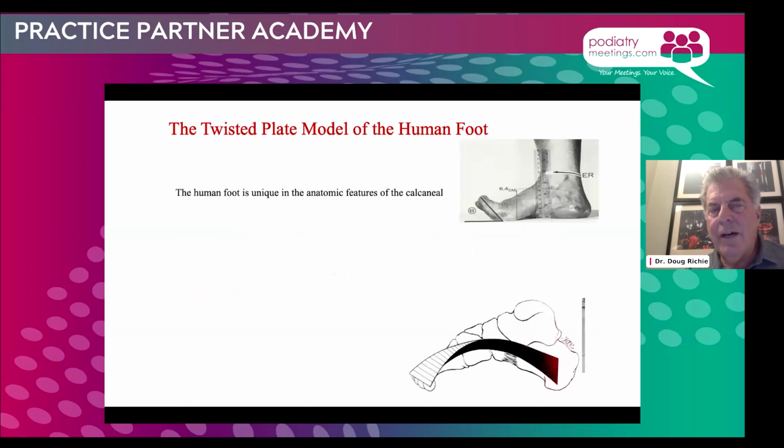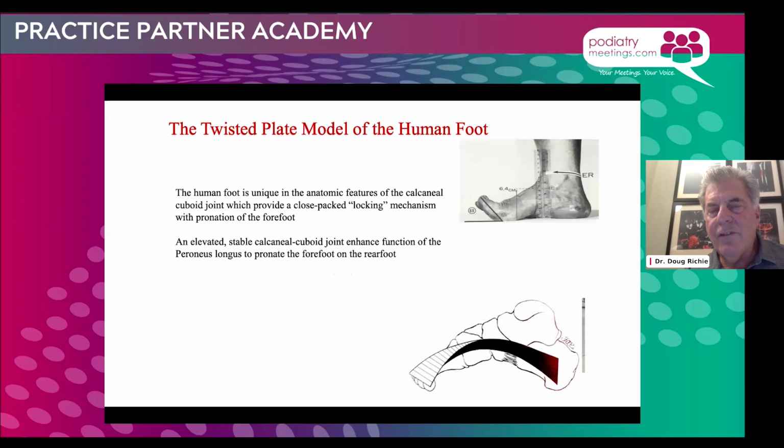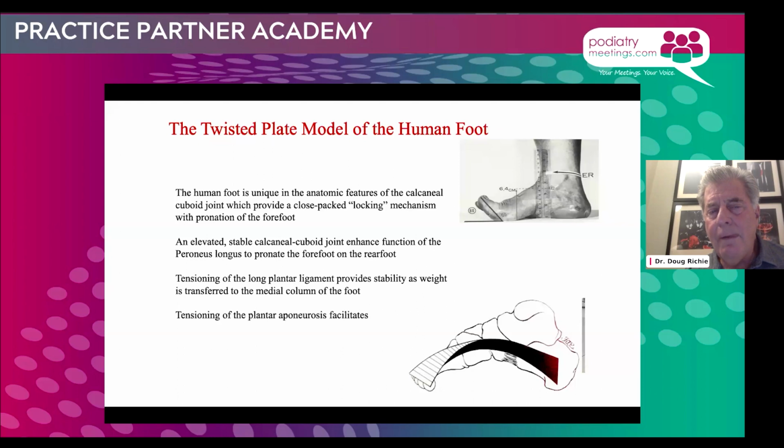So the twisted plate model, as it evolved through Bogen-Moller, was identifying these key anatomic features, such as the calcaneocuboid joint locking mechanism, the elevation of the lateral column of the foot to enhance the lever arm of the peroneus longus to pronate the forefoot on the rear foot, and then later the tensioning of the ligaments to provide elastic recoil and energy return for push-off. This was all described really before 1980.